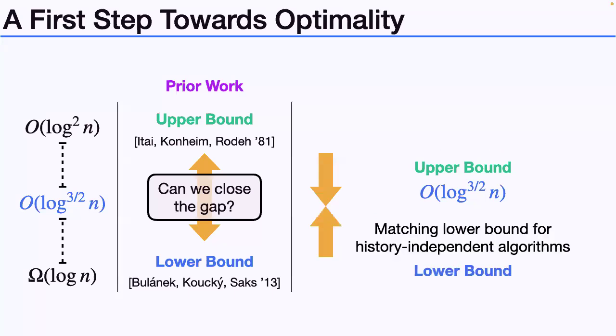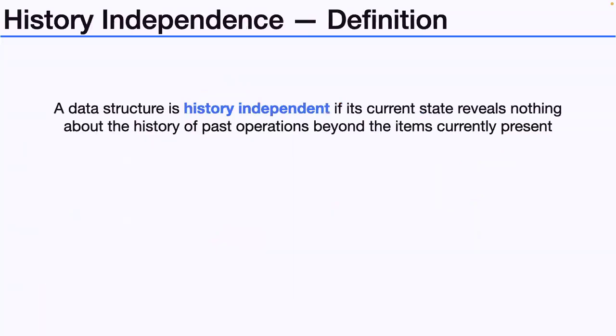And we also prove another lower bound for a natural class of algorithms called history independent algorithms, which the algorithm in this paper belongs to. So once again, I'm going to sidebar here quickly about this definition for context, but this and smoothness, you're going to see come up a lot later in the talk in more detail. So a data structure is history independent if its current state reveals nothing about the past history of operations beyond the items that are currently present.